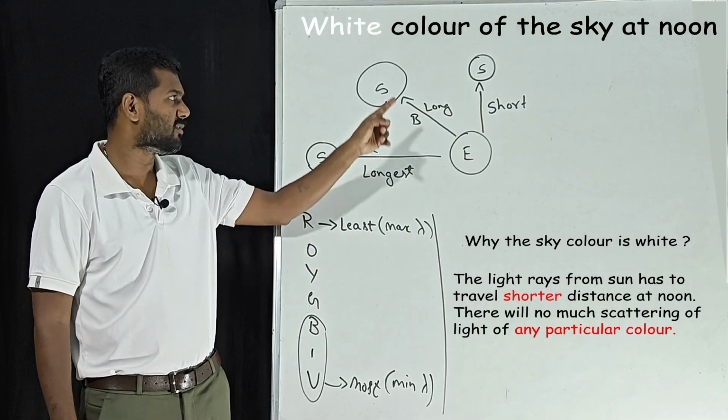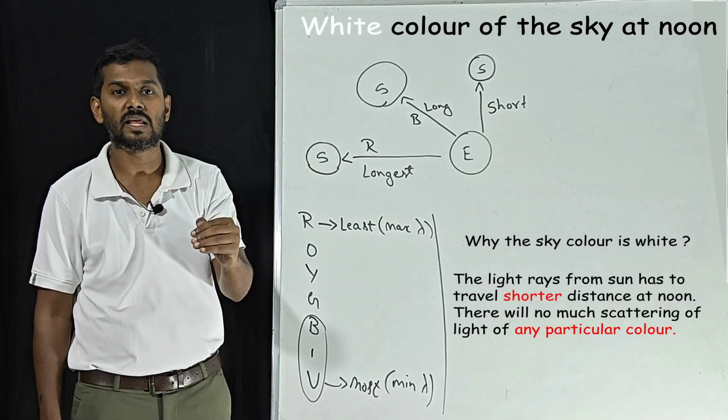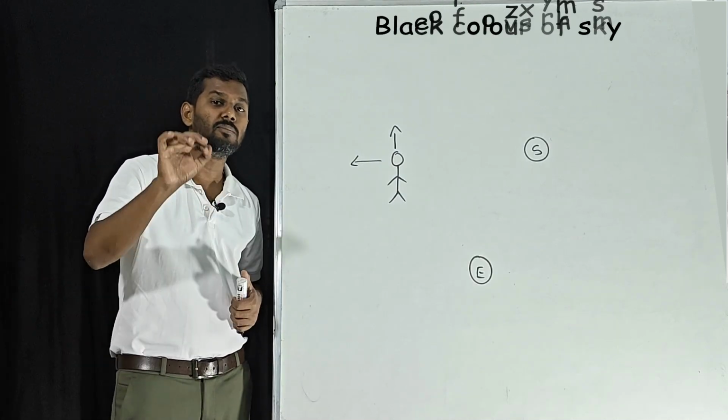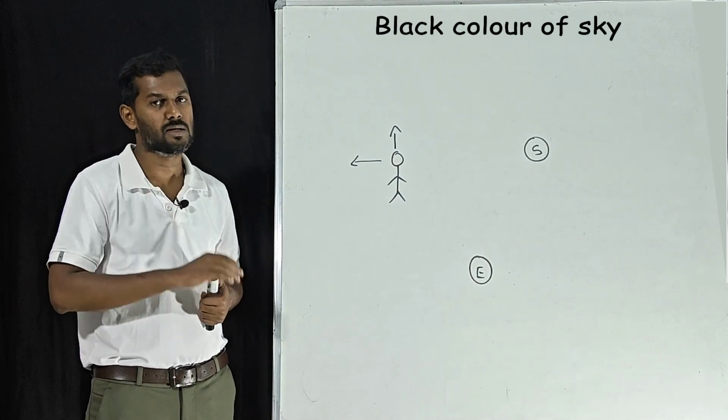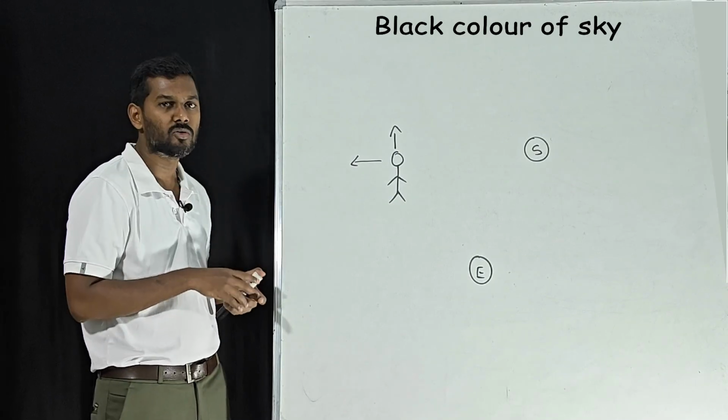Okay, the distance between the sun and earth is short, so there will not be much scattering of light. That's it. Now we'll understand why sometimes the sky is black in color, mainly in space, correct? So that is what we are going to learn here.